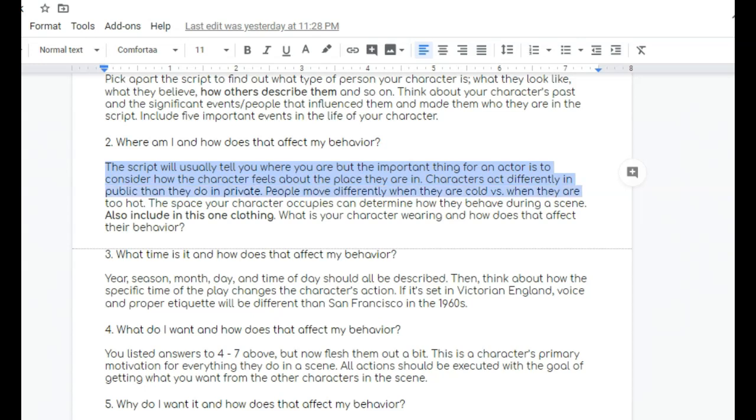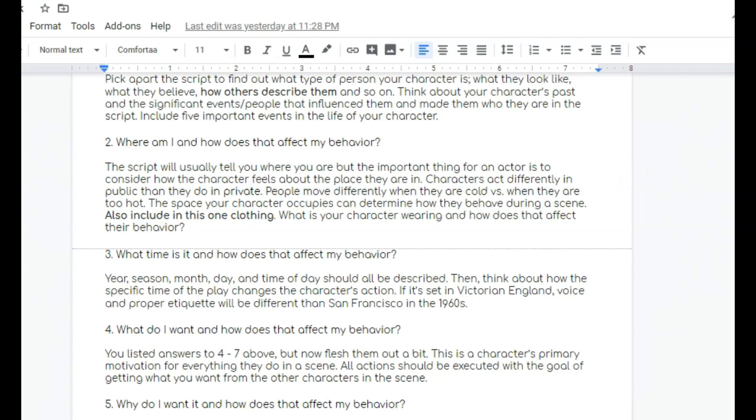Is it public or is it private? That's a very important distinction. How do you move when it's cold versus when it's warm? The space your character occupies can determine how they behave during a scene. Also, what are you wearing? That is dictated by where you are. And how do those clothes affect your behavior?